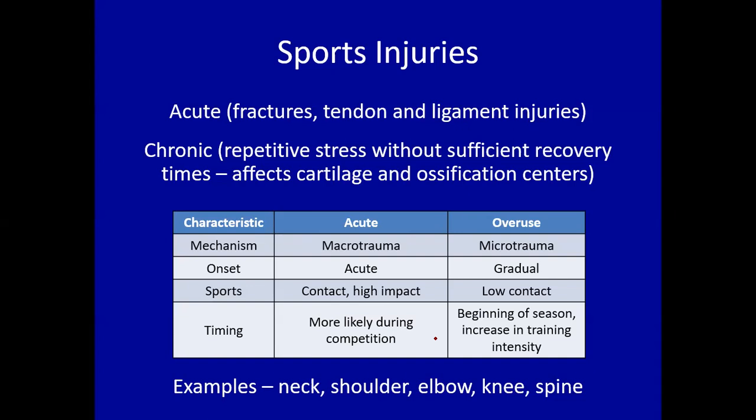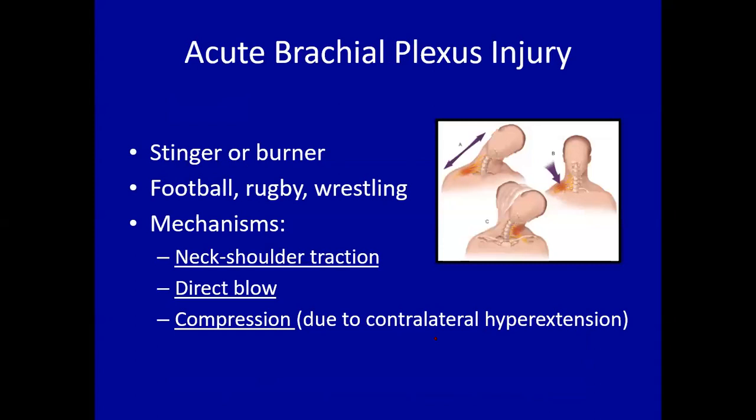Sports injuries, so acute fractures, tendinopathies, or ligament injuries, chronic repetitive stress injuries. So characteristics, if you're talking an acute injury, it's a macro trauma, right? So big injury, and then these overuse injuries are these micro traumas. So take a look at that.